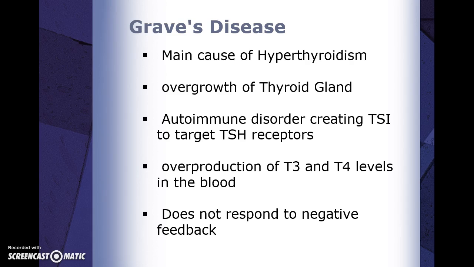Normally, if the T3 and T4 levels are abnormal, the thyroid gland responds by negative feedback, where it tells the TSH to release more hormones and the T3 and T4 go back to normal. However, Graves' disease does not respond to negative feedback, which is why the T3 and T4 cannot go back to normal.